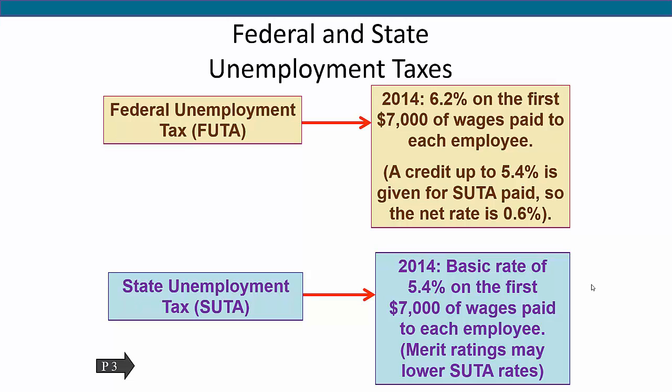In 2014, the federal rate results in a net rate of 0.6%, that's 0.006. The state portion of the rate is typically 5.4% on the first $7,000 of earnings by each employee. The state amount is based on a merit rating that reflects a company's stability or instability in employing workers. You do not need to memorize these rates.